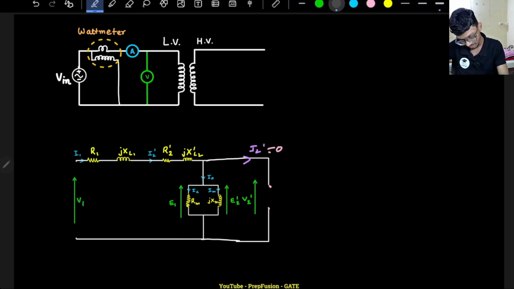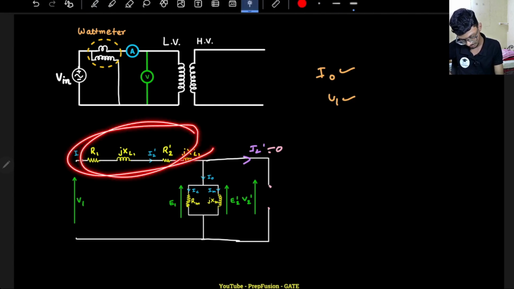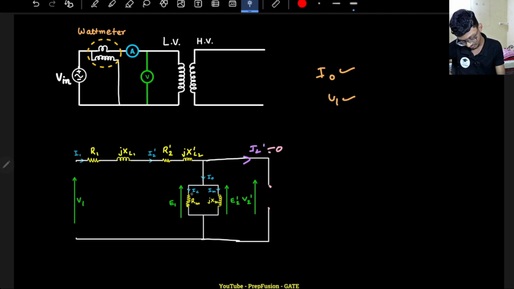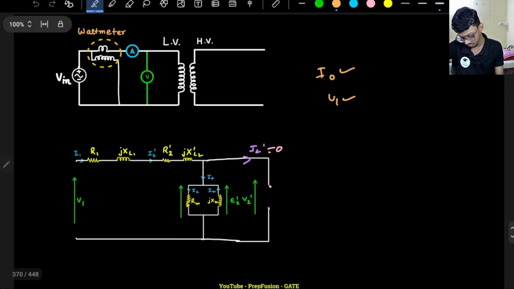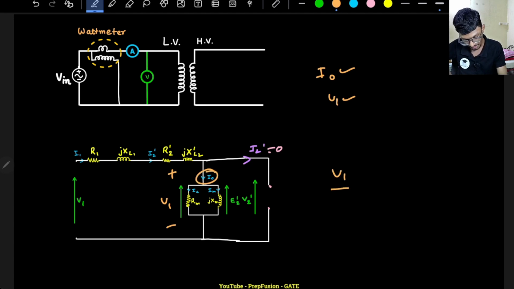So what is my IO? IO will be 2 to 6%, right? So IO I know, and this voltage V1 also I know. All this I'm ignoring because there is a very small drop. So this is roughly equal to V1 only. This is the voltage and this is the current IO over this whole branch. So V1 by IO will give me what? Z equivalent.